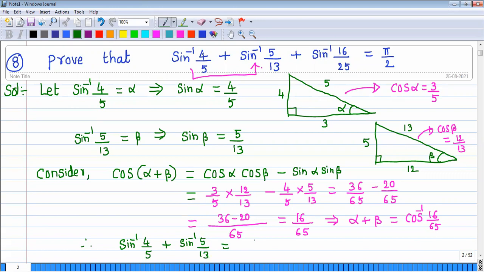So sin inverse 4 by 5 plus sin inverse 5 by 13 equals cos inverse 16 by 65. Yes, we are able to prove it. So the sum of these two values is replaced by cos inverse 16 by 65 plus sin inverse 16 by 65. Obviously, you get the answer pi by 2. That's all. Shall you try?